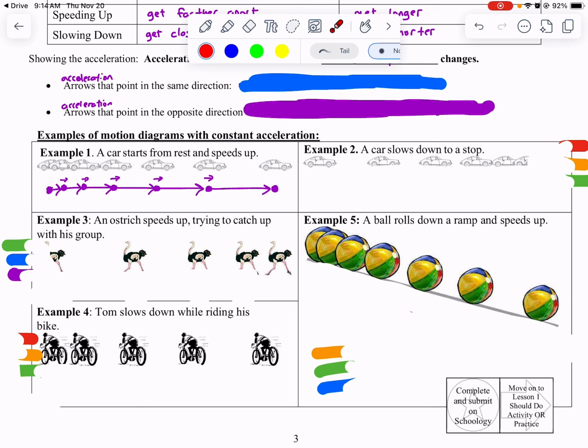And you can see that my acceleration arrows are pointing in the same direction, and that's what's happening. So when it points in the same direction, it's adding to the velocity. That means it's speeding up, okay? So let's look at the slowing down. We've got the same car there, and now it's slowing down.